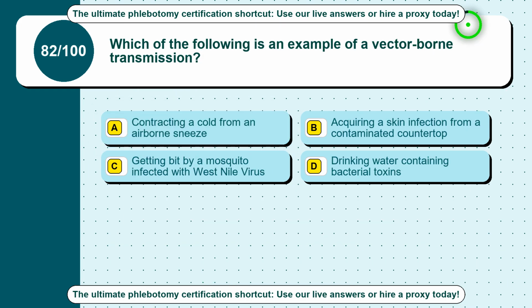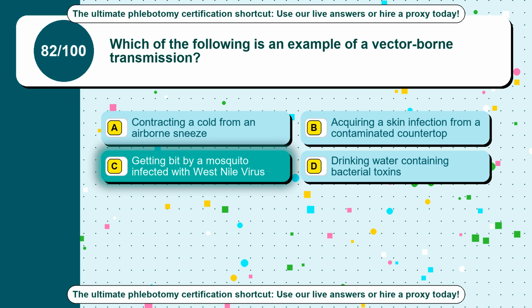Question 82. Which of the following is an example of a vector-borne transmission? Option A. Contracting a cold from an airborne sneeze. Option B. Acquiring a skin infection from a contaminated countertop. Option C. Getting bitten by a mosquito infected with West Nile virus. Option D. Drinking water containing bacterial toxins. The correct answer is option C.